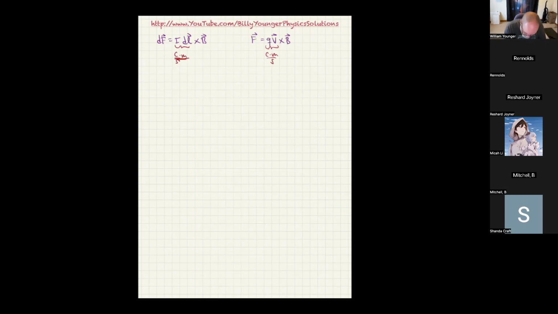Well, we can also take F and consider what happens when we have an electric field and a magnetic field. If we had an electric field, we know F is equal to Q times E. And if we had a magnetic field, we know F is equal to QV cross B. So if we put these two together, we reach the conclusion that F is equal to Q times (E plus V cross B). And this is the Lorentz force law.